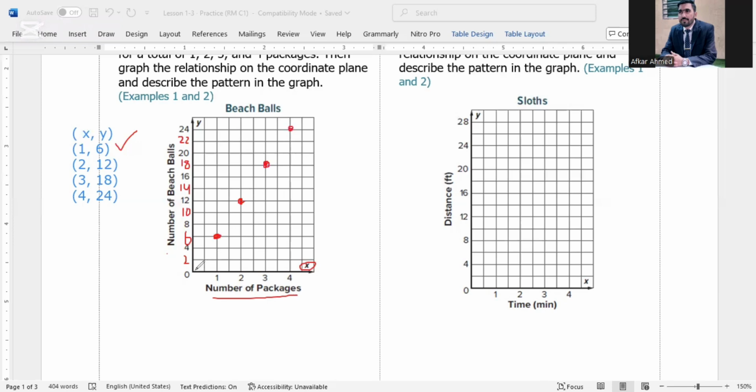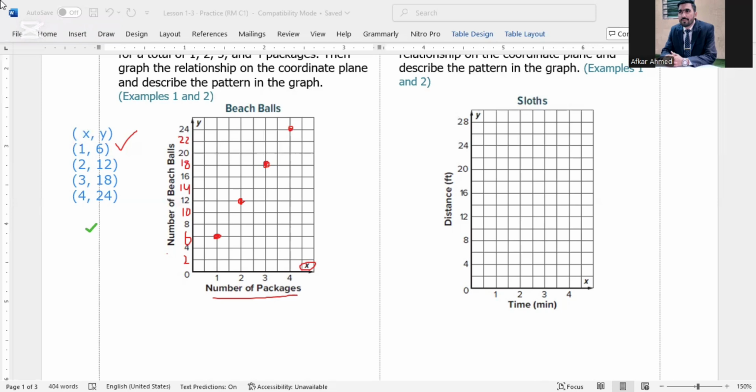Okay. The last step will be to join these points. Then we will join all of these points to make the line here. And for this one, we can use the line here. Okay, we have all the points. Now just join them through the line.